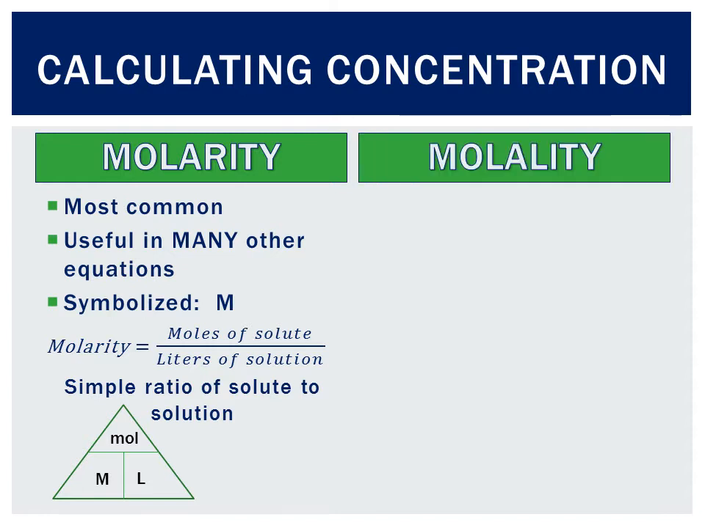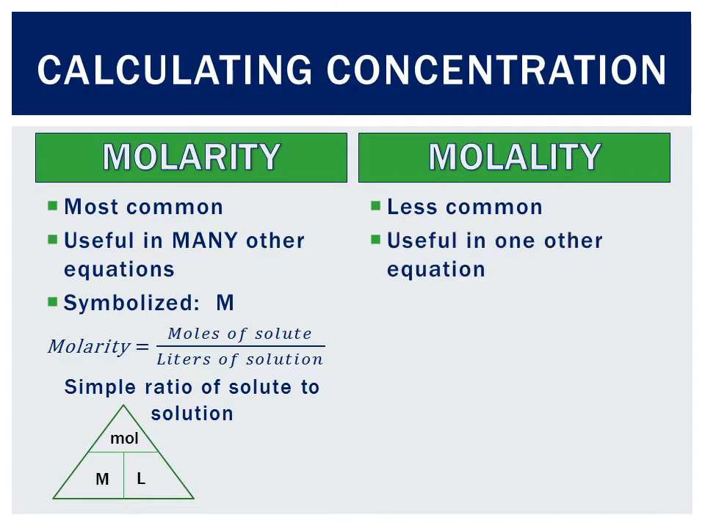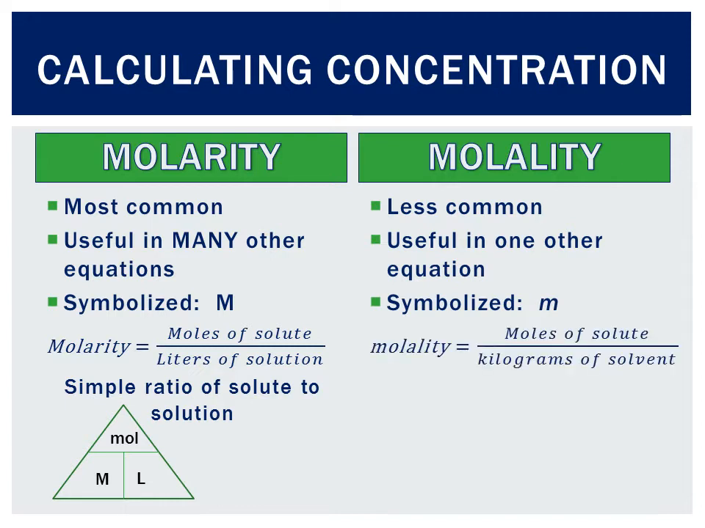Okay, so molality. This is less common, and it's useful in really only one other equation. The symbol is a small m. The definition for molality is moles of solute per kilogram of solvent. So it's really different here. The numerator in both of these is the same, but the denominator is different with kilograms of solvent. It's a ratio of solute to solvent here.